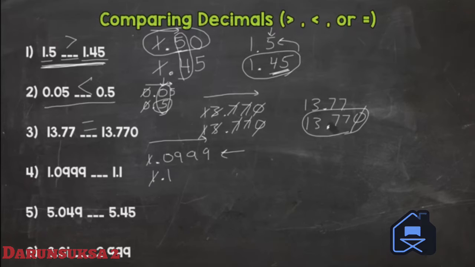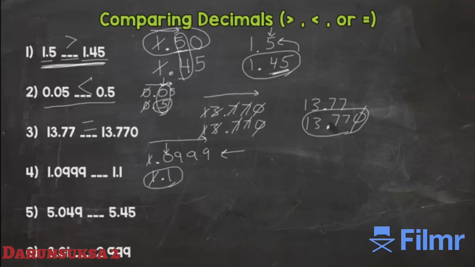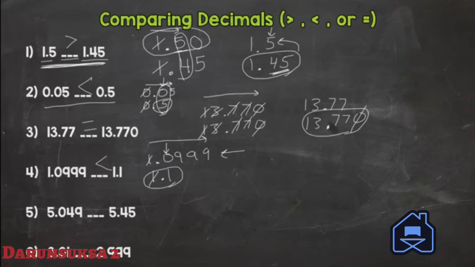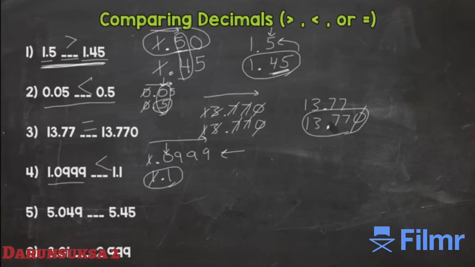Can't compare wholes, so let's check tenths. Oh, we have a 0 compared to a 1 here. This number is greater because of the tenths place. Go place by place. So you would read that, wait, let me start over. 1 and 999 ten-thousandths is less than 1 and 1/10.